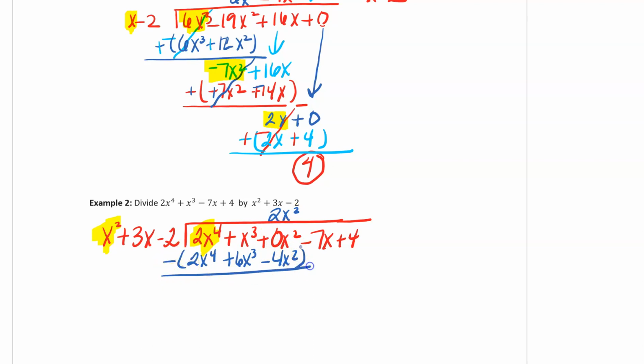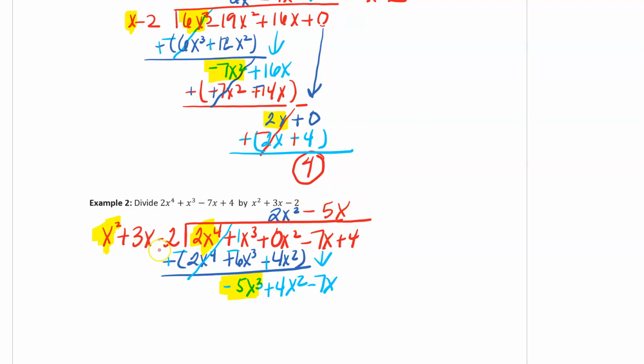Then I'm going to subtract the whole thing. So I change all the signs. You can see this would cancel, leaving me with 1x cubed minus 6 would be a negative 5x cubed. 0 plus 4 gives me a plus 4x squared, and then I can bring down the next term. Then you're going to compare again. X squared times what would give you negative 5x cubed? And so that would be times a negative 5x. So we figured out what to put here.